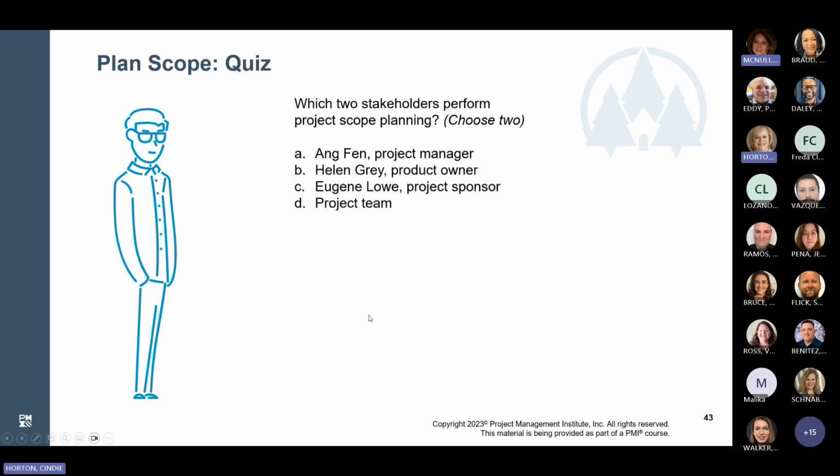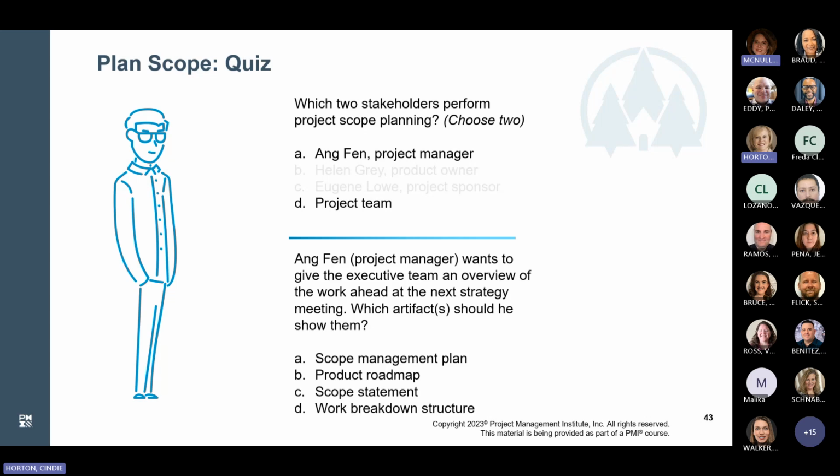So the two stakeholders that perform scope planning are your project manager and your project team, right? The product owner is in charge of product scope planning. In the adaptive part of the project, team members are local domain experts in planning the scope of the work for each iteration. Your project manager and your project team.